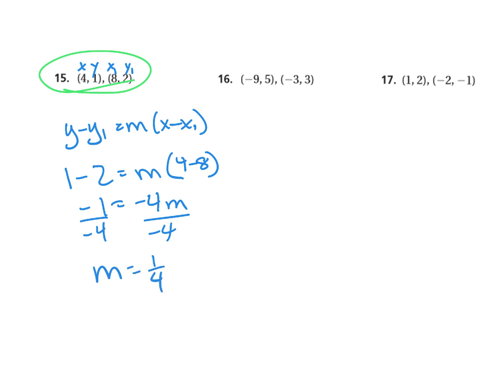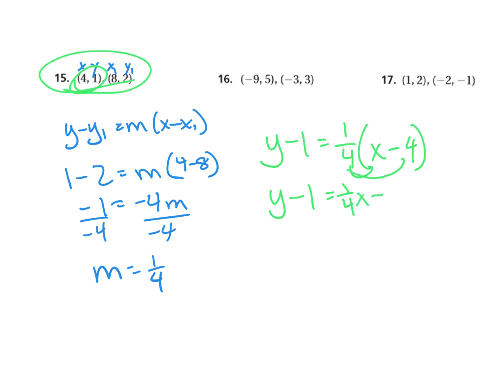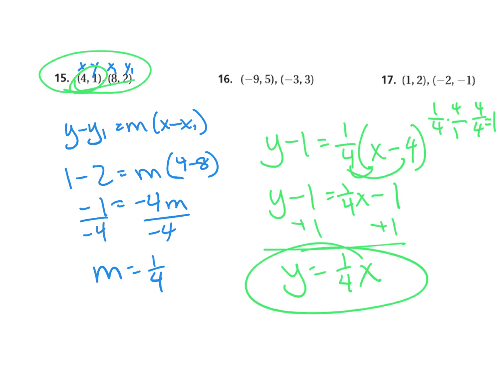Now I'm going to plug everything into my equation. So y minus, let's use 4 and 1, y minus 1 equals 1/4 times x minus 4. Y minus 1 stays the same. 1/4 x minus, what's 1/4 of 4? That would be 1. Remember, multiply by this. So you get 4 over 4, which equals 1. I add 1 to both sides. Y equals 1/4 x. And there is my answer.